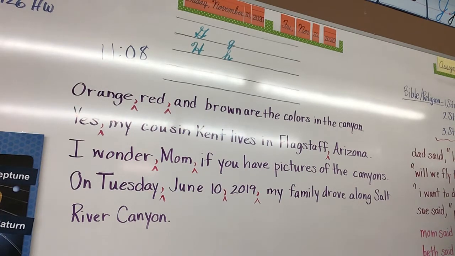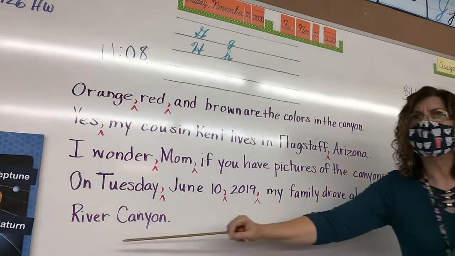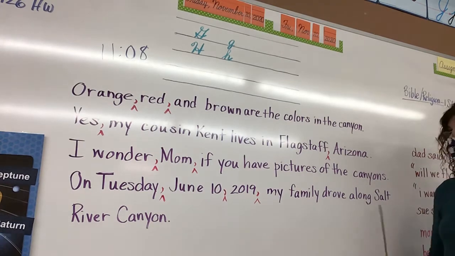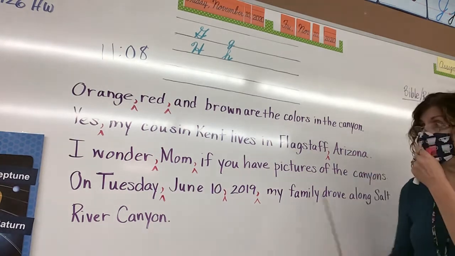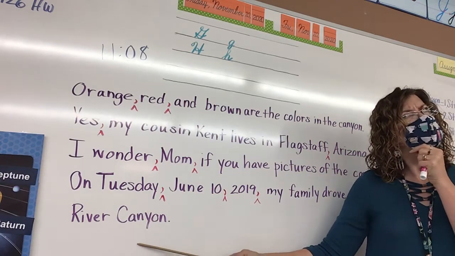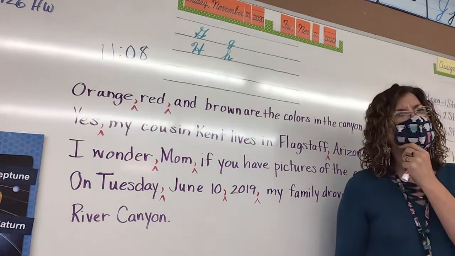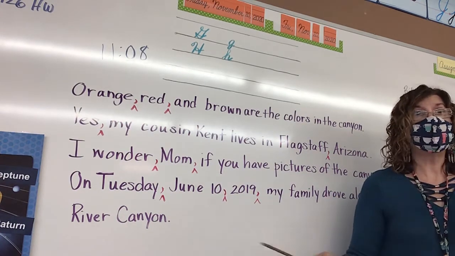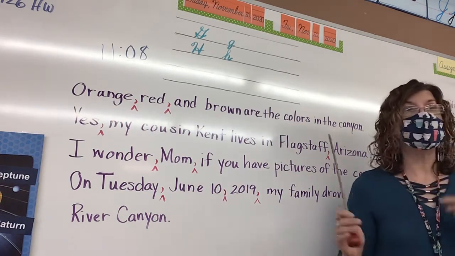This would be one of those things, if you had this on a test, you might want to raise your hand and ask me, is Salt a city and River Canyon a state? Is Salt the name of a city? Or is Salt River the name of a city? Is Canyon the name of a state? No. What is Salt River Canyon? A place. It's a proper noun. It is a particular place. So it is just a proper noun. It's not a city and a state.